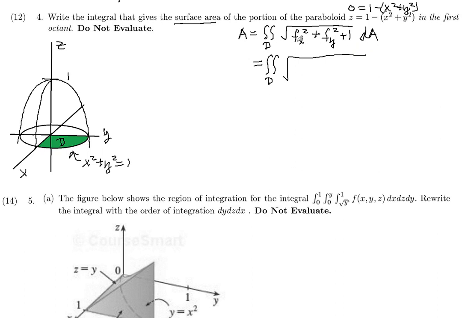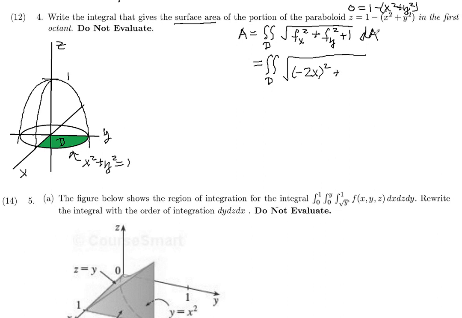So if we do the x derivative of that: the x derivative of 1 is 0, and then the x derivative of x squared is 2x, the x derivative of y squared is 0, because y squared is a constant with respect to x, and that's got a minus in front of it. So it's negative 2x. That's the x derivative, and that gets squared.